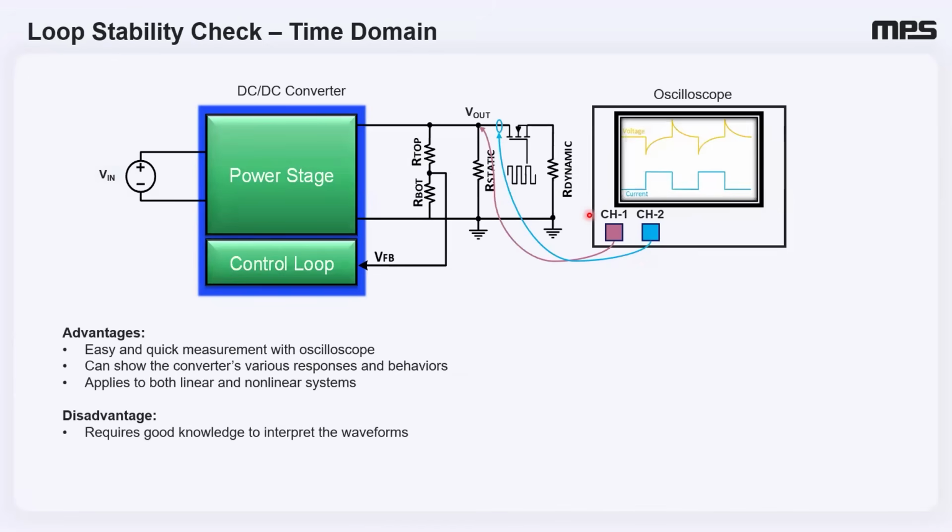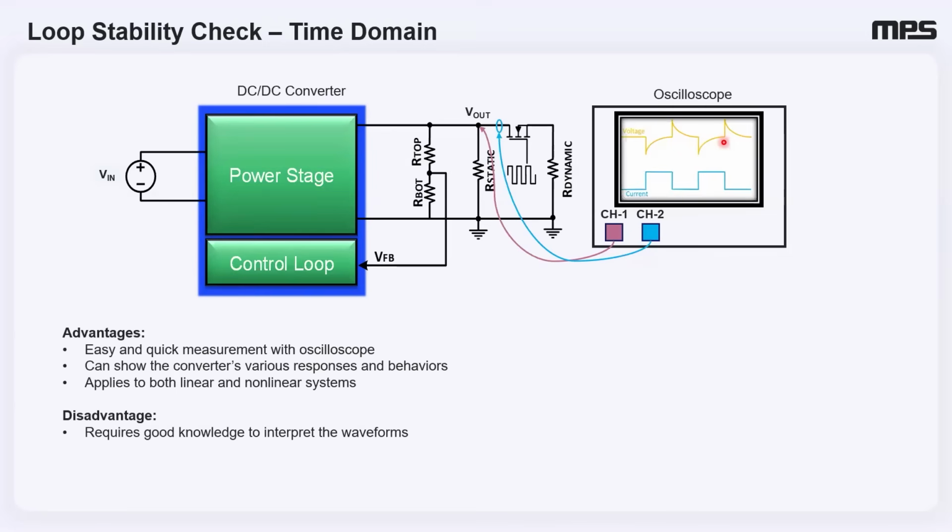An alternative and often more practical approach, especially for real-world validation, is to assess loop stability in time domain. In time domain, we typically look at the power supply transient response to a sudden load step.